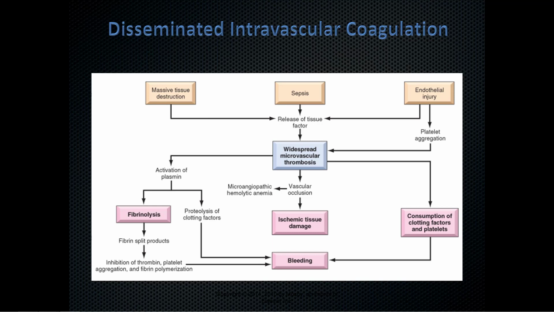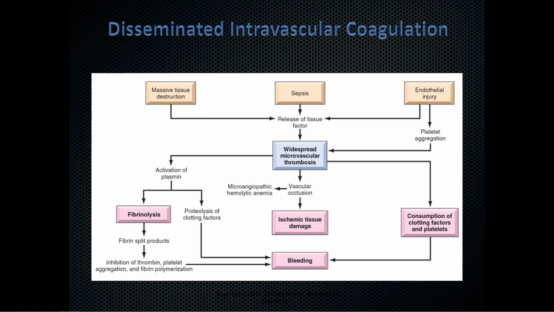Regardless of the cause, this diagram basically lays out what happens in DIC. And we can see at the top whether it's massive tissue destruction, sepsis, or endothelial injury. Ultimately, this leads to a release of tissue factor. And with endothelial injury, we then see platelet aggregation. Ultimately, there is widespread microvascular thrombus, which will lead to the consumption of clotting factors and also fibrinolysis.